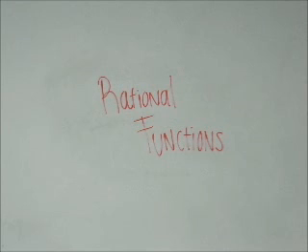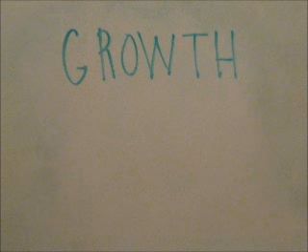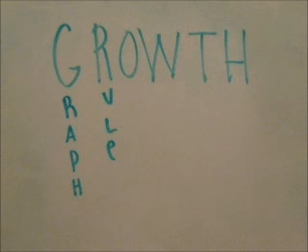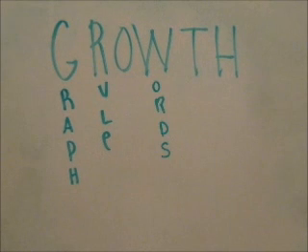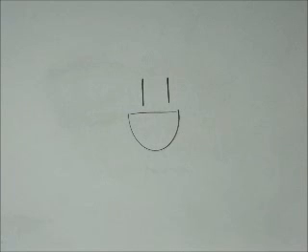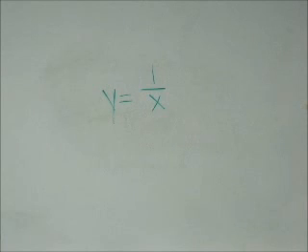To further explain asymptotes, I will use rational functions along with growth. Now, growth refers to the graph, rule, words, and table of a function. Oh, this is going to be fun. Now, let's look at y equals 1 over x.